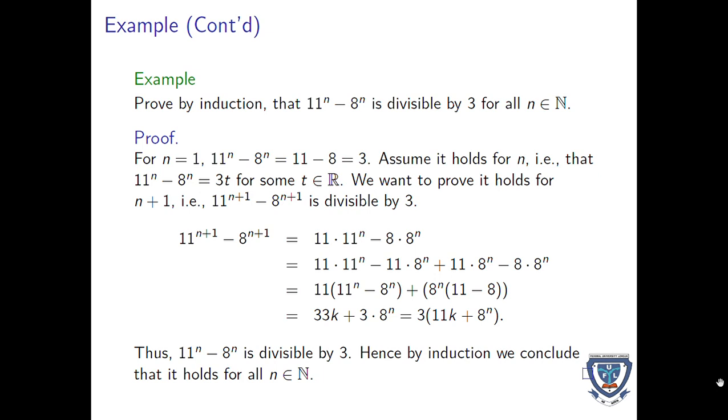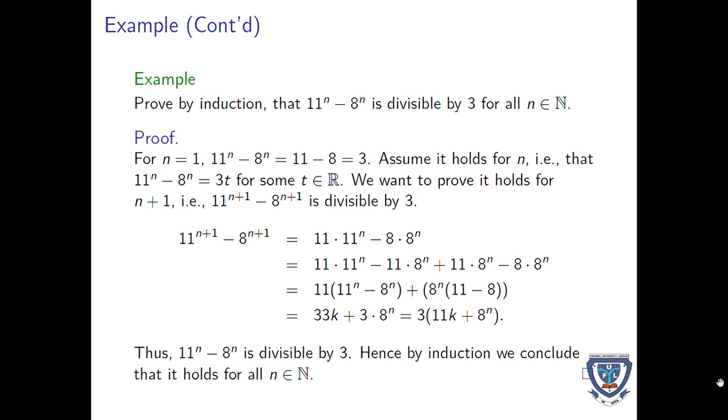Now you assume it holds for n, that is 11^n minus 8^n will be equal to 3t for some t that is in R. We want to prove it holds for n plus 1, that is anywhere I have n before, I should replace it with n plus 1. Then by the time I simplify, I will verify whether what I have will be divisible by 3. That is the trick behind the principle of mathematical induction.